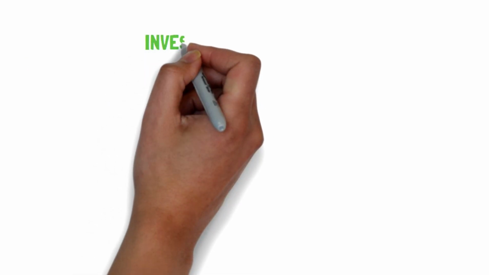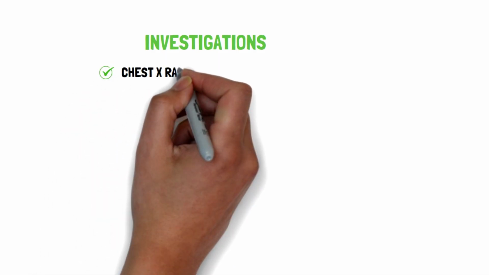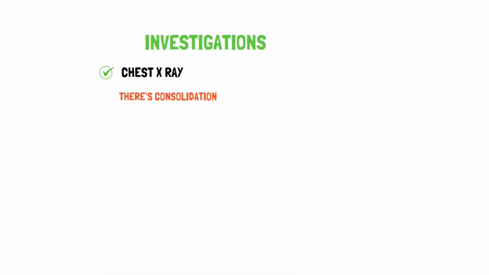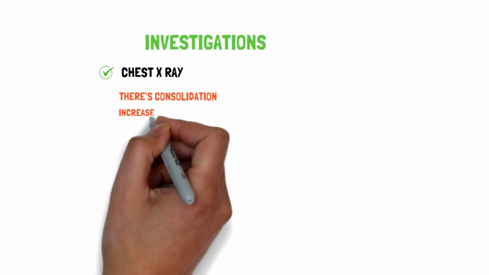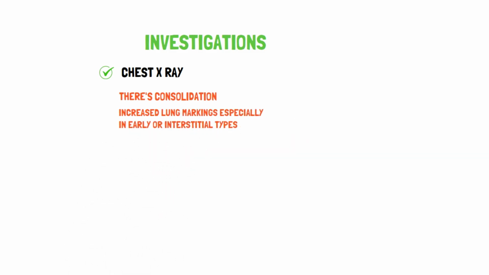Now let's look at some investigations that may be done to diagnose pneumonia. So one of the investigations is doing a chest X-ray. And in the chest X-ray, these will be your findings. There will be consolidation, that's air opacification. There will be increased lung markings, especially in early or interstitial types. Then there will be loss of lung volume occasionally.